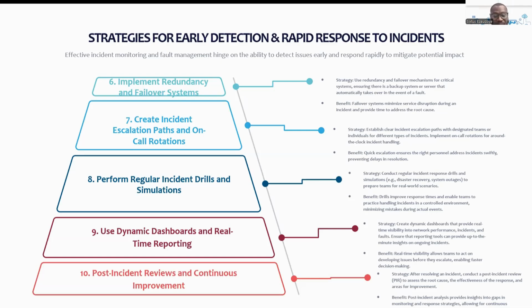And the 10th strategy, the final strategy here, is post-incident reviews, what we call the PIR, and continuous improvement. After incidents have been resolved, there must be a post-incident review. This has been resolved. What do we do? How do we review these incidents? There must be a post-incident review, PIR, to assess the root cause. Do a root cause identification and a root cause analysis, the effectiveness of the response, and what areas require improvement. PIR analysis provides insights into gaps in monitoring and response strategies, and it allows your team or your organization continuous improvement and prevention of future occurrence.